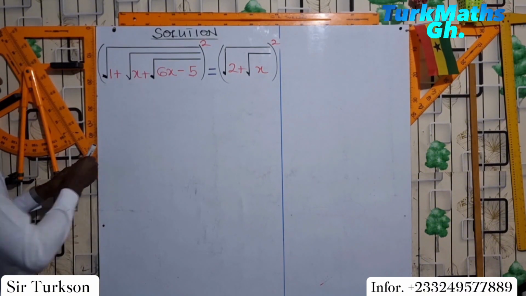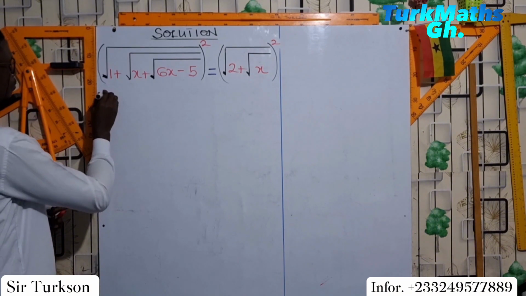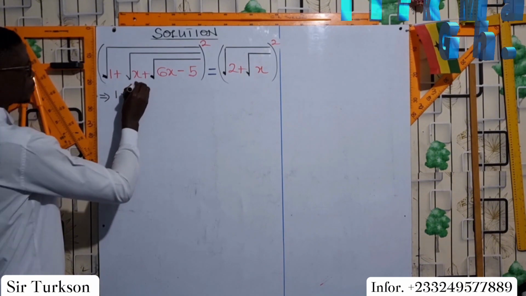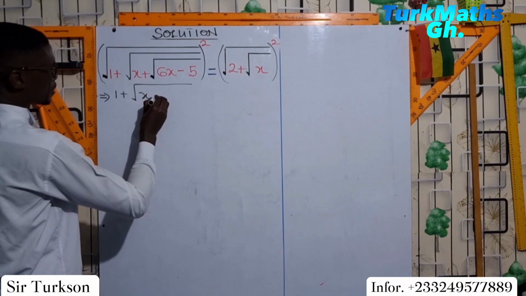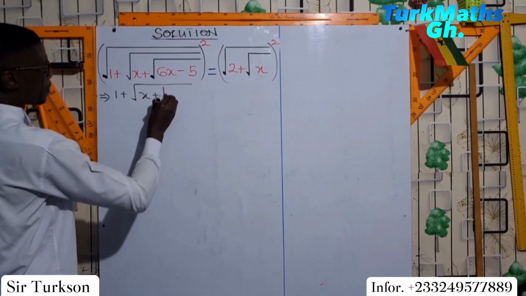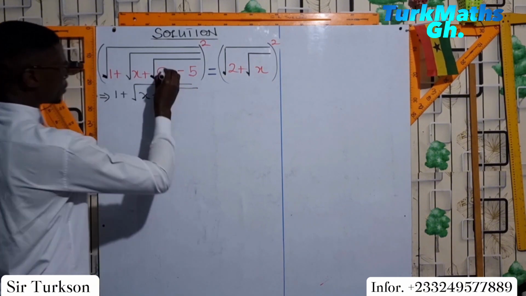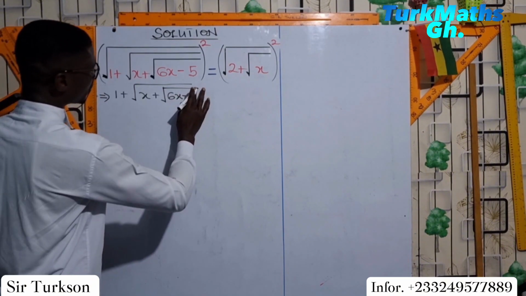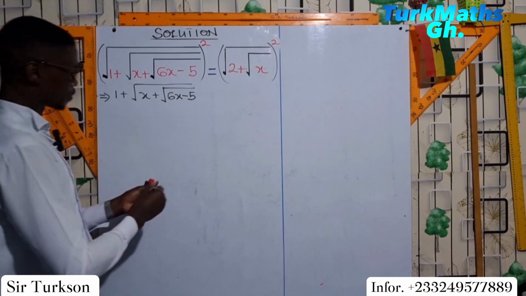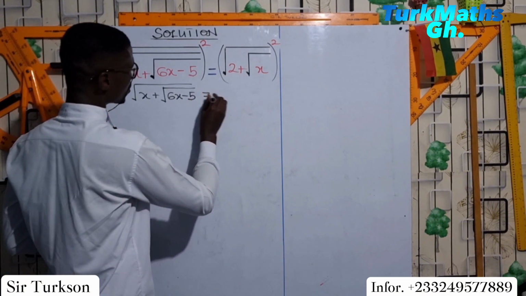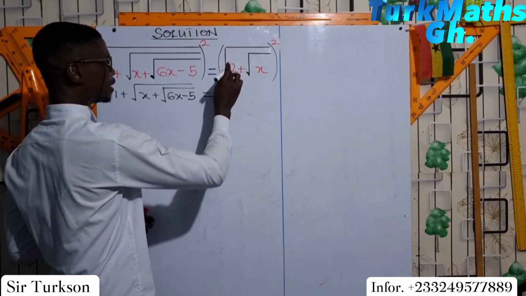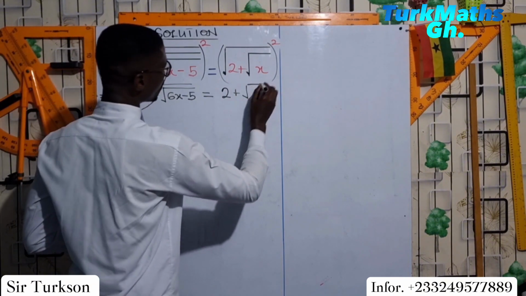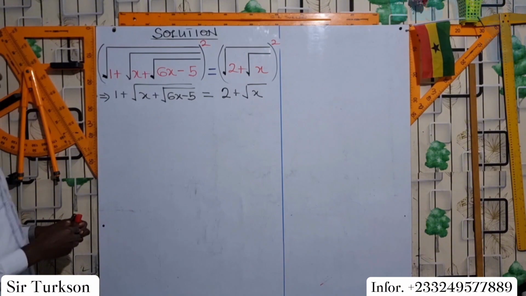So this one I'm left with 1 plus x plus 6x minus 5 equals to, take out this radical here, so you're left with 2 plus the square root of x. Now we are done with the first one.